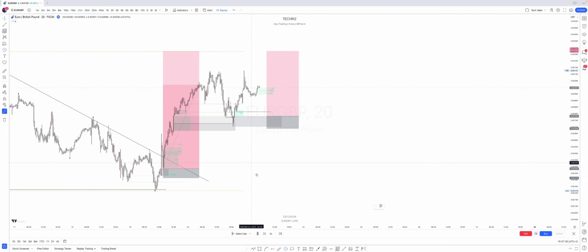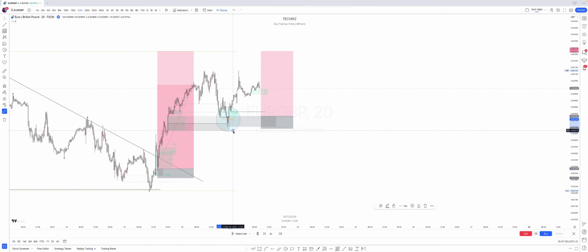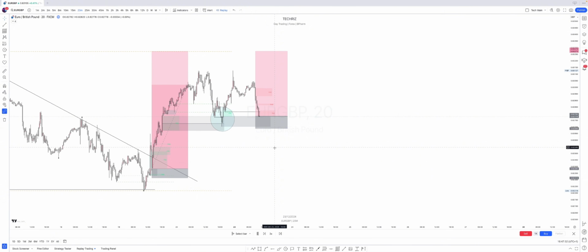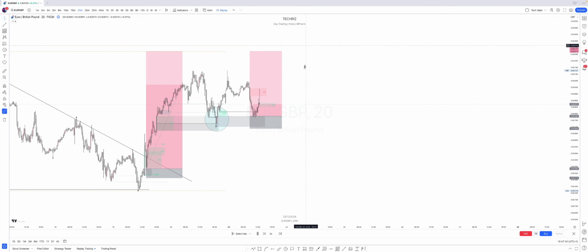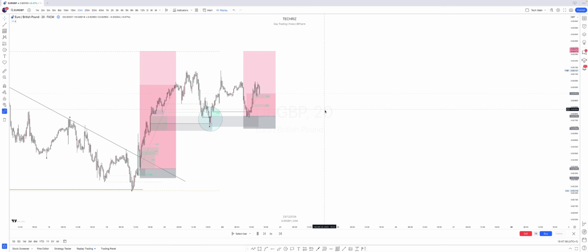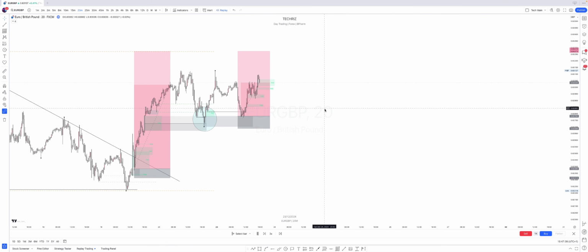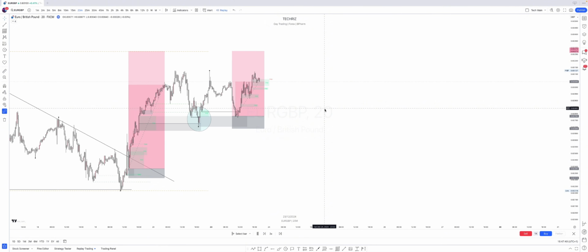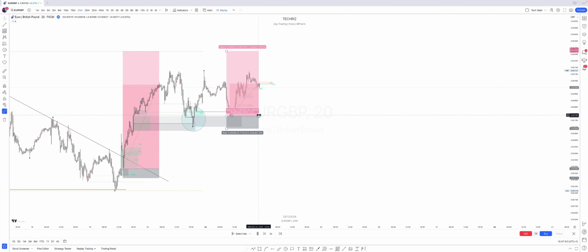Remember, this is our protected level here, and boom, very beautifully price came into the level.